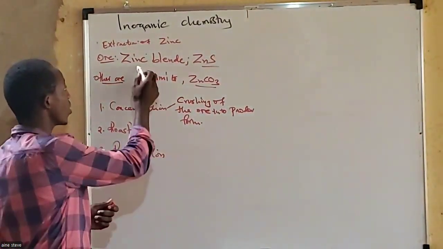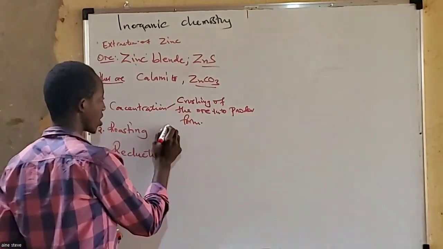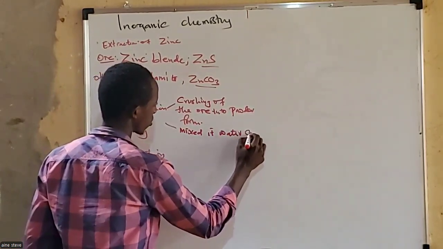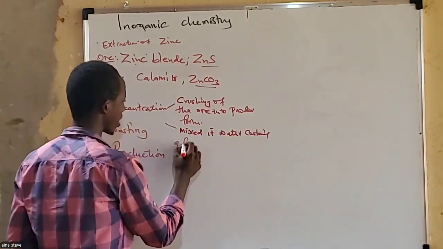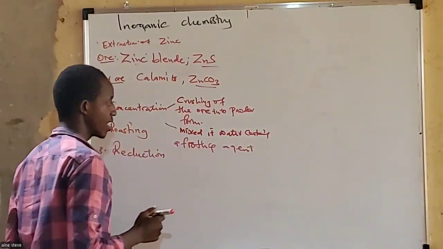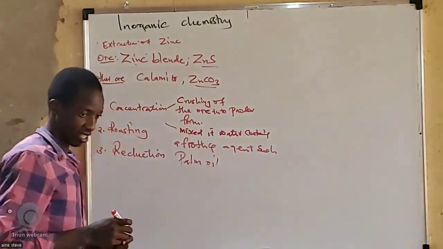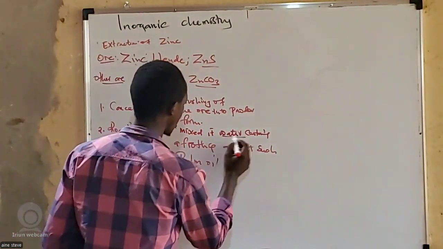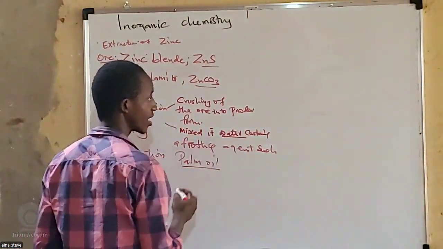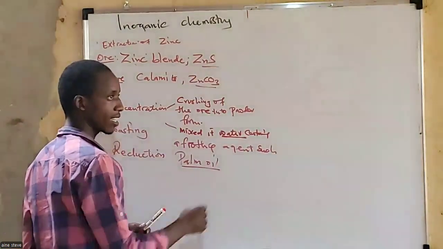As you are looking at the ore, it has impurities. So there is crushing of the ore. After crushing, you mix it with water containing a frothing agent, such as palm oil. Now they always ask, what is the purpose of the water and what is the purpose of the frothing agent? The water wets the impurities in the ore such that they sink at the bottom.